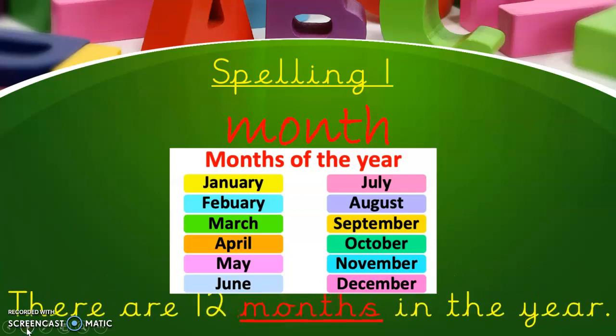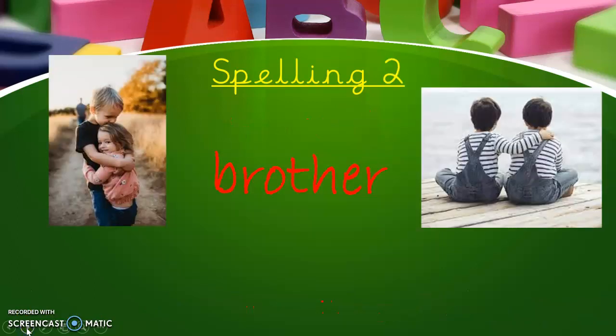Month. There are 12 months in the year. Month. That's the way I would remember it. Spelling 2 is brother. Can you hear the U sound in the middle of brother? You want to spell it B-R-U-T-H-E-R, but it's B-R-O-T-H-E-R.